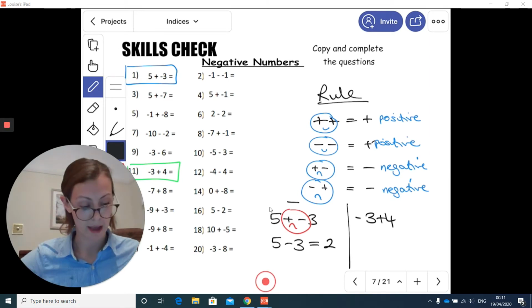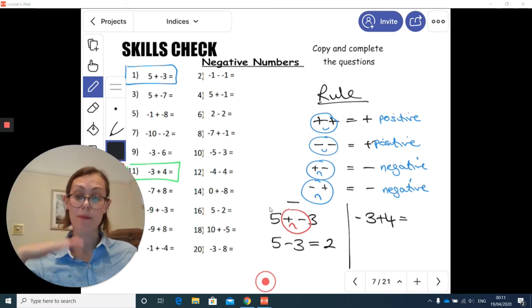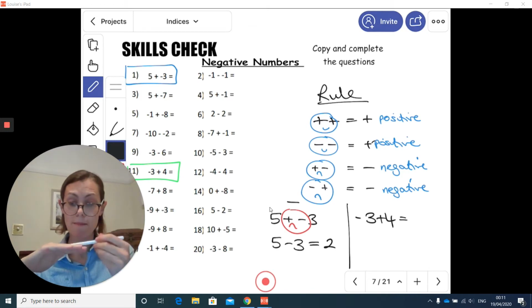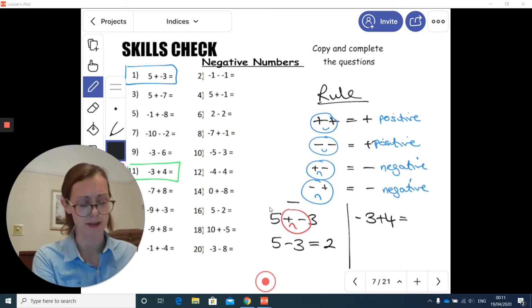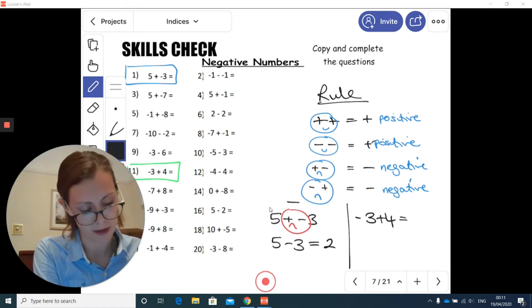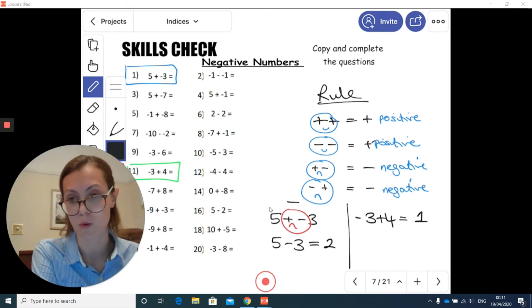So instead I just have to work it out, and I have to think to myself, okay, I'm at minus 3 in the number line, and I'm going up 4. So I'm at minus 3, I'm going up 4. So I'm going up 4 from minus 3. The resultant is going to be a positive number. I should end up with a positive 1.